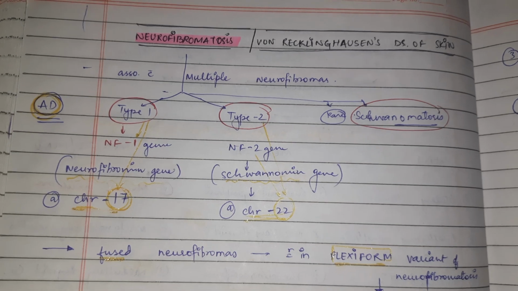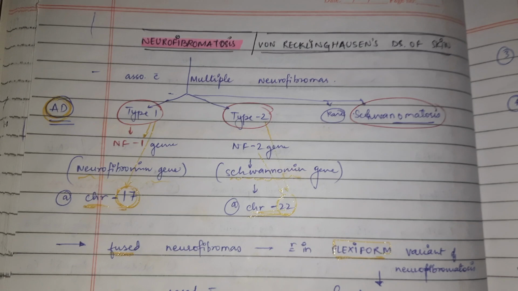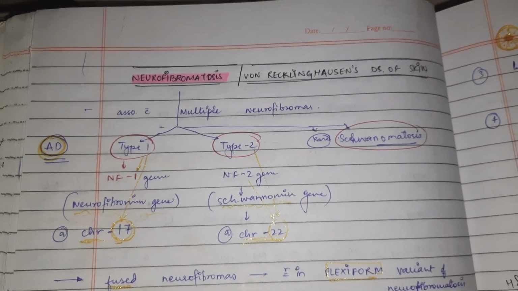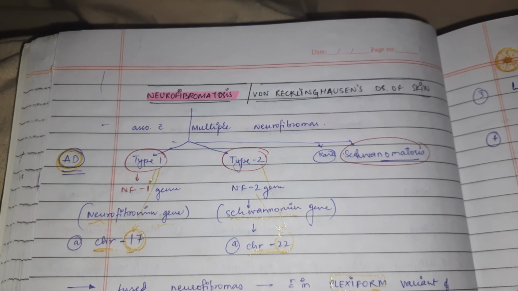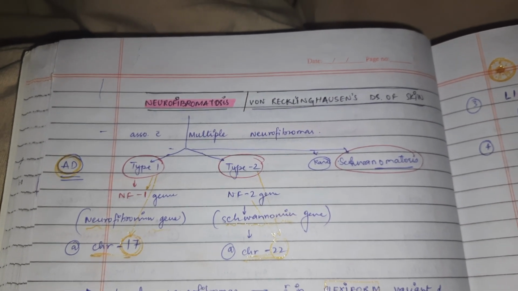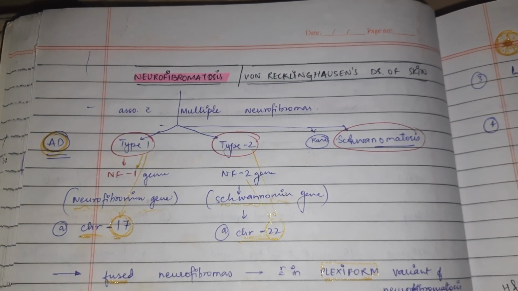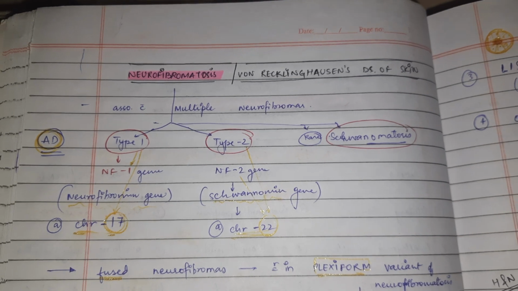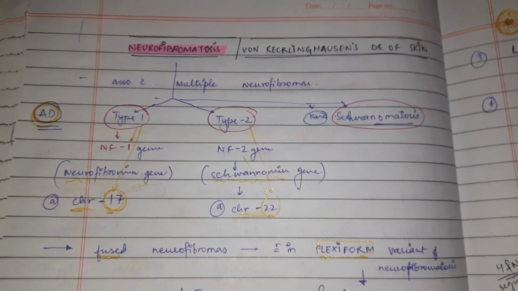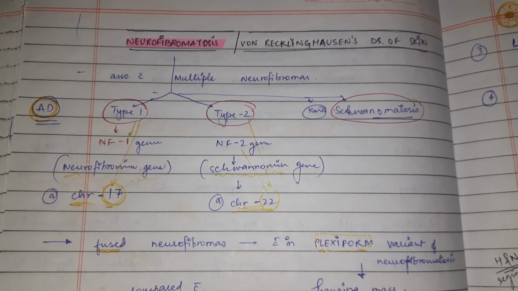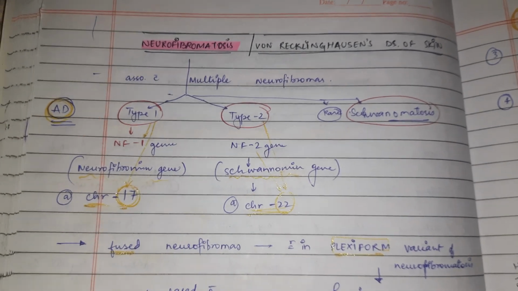Neurofibromatosis, also called von Recklinghausen disease of skin, is associated with multiple neurofibromas. Neurofibromas can be isolated, solitary, or multiple, as we have seen in the previous video. These are of three types: type 1, type 2, and one rare type called schwannomatosis.